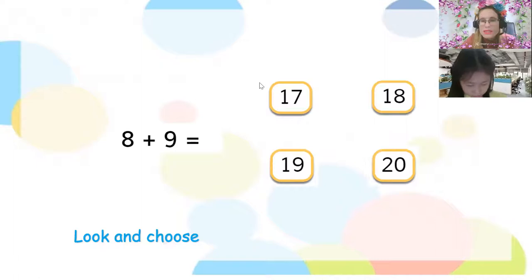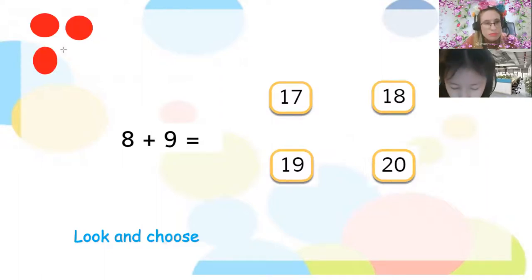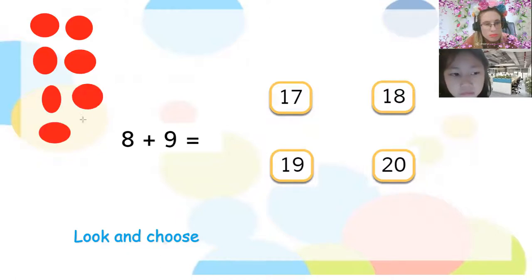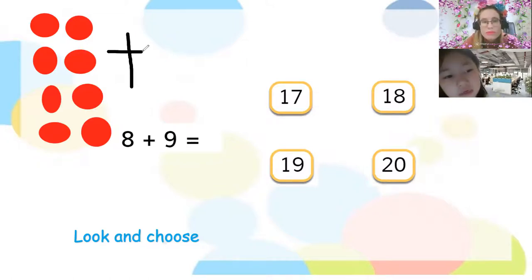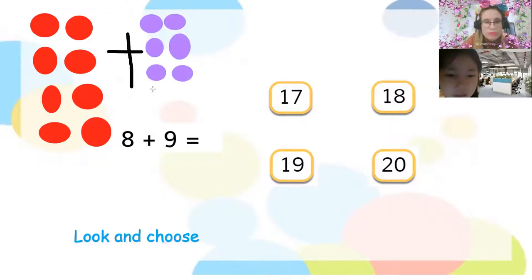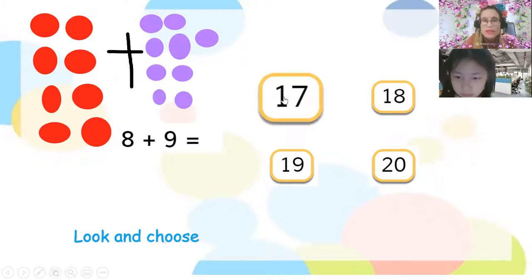What is 8 plus 9? 1, 2, 3, 4. What is 8 plus 9? 9, 10, 11, 12, 13, 14, 15, 16, 17. Okay, it's 17.